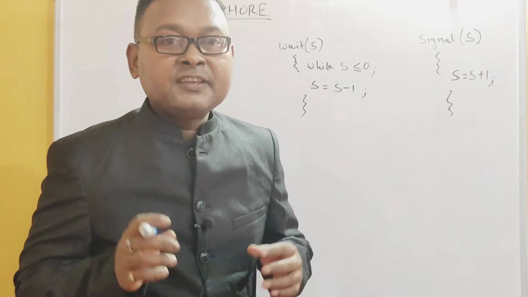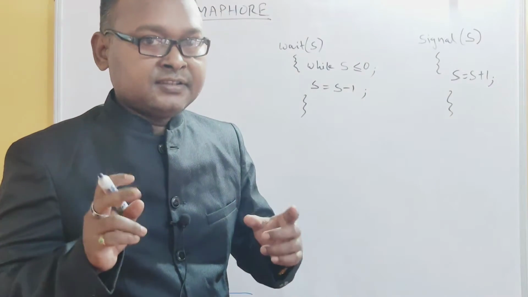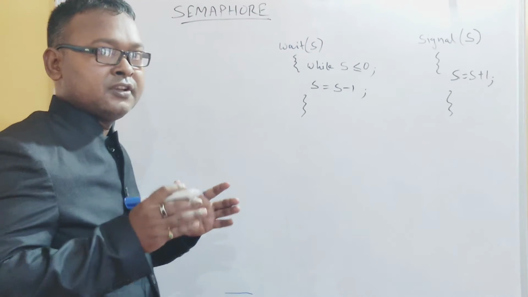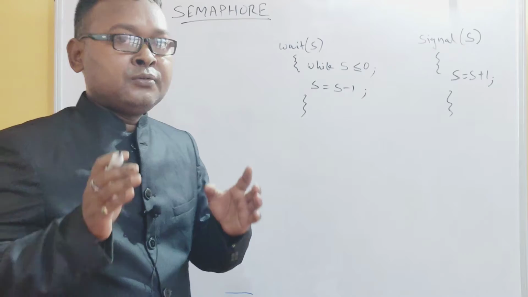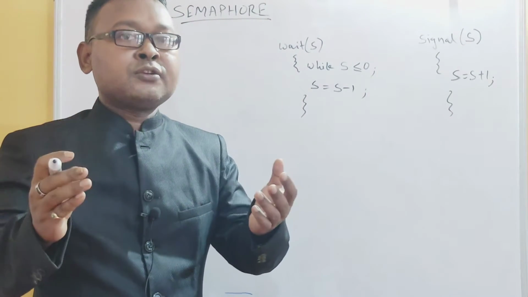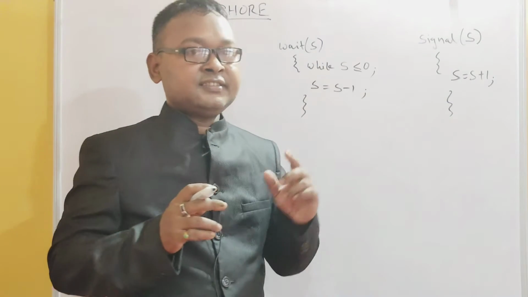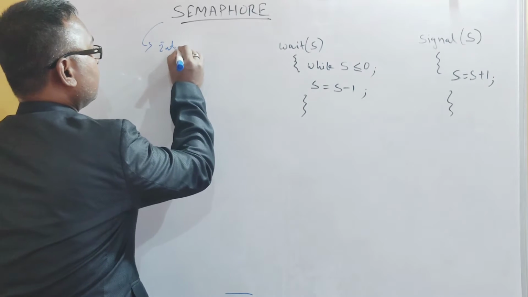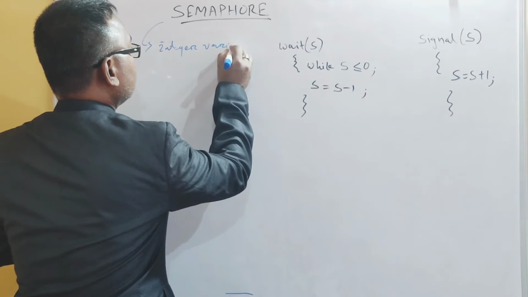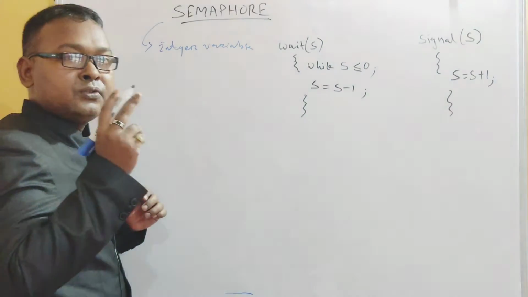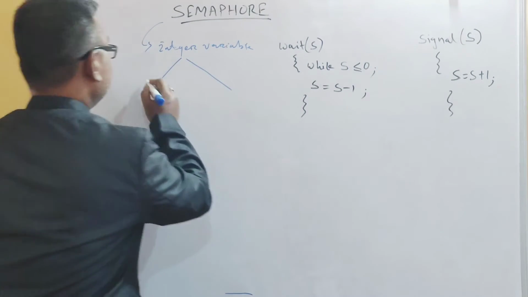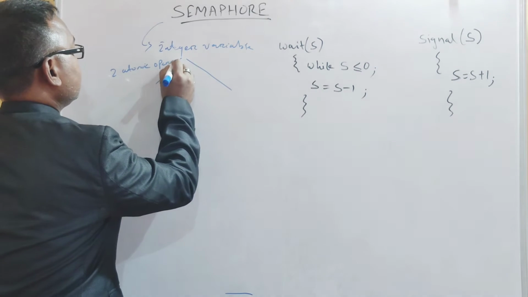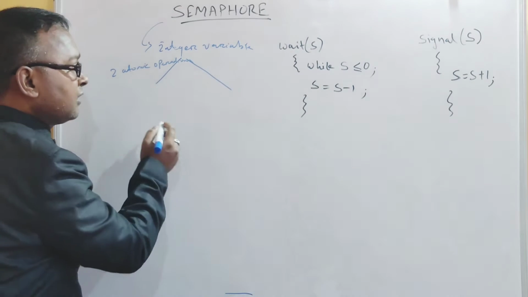Welcome back. So today's topic is about the semaphore in operating system. So let us first try to define the semaphore. So what is a semaphore? Semaphore is an integer variable which works with two atomic operations, that is wait and signal. Understood? So semaphore is an integer variable which works with two atomic operations. And what are those two atomic operations?